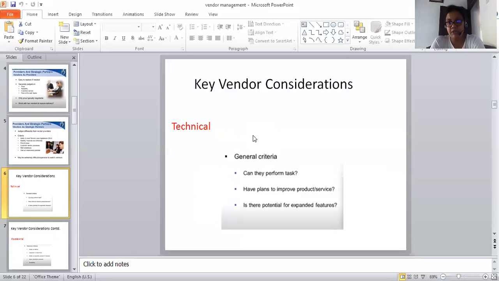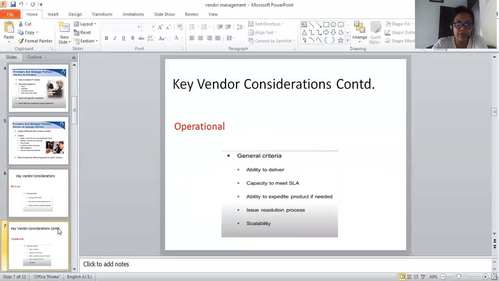Is there potential for expanded service, expanded features? In the future there might be new features coming up, we never know. In the future, in the human resource information system, we might be able to do everything within the system, the appraisal process and everything. Are the particular vendors in a position to achieve those expanded features, do they have enough potential? That is another key consideration that we have to look into in the technical aspect when we are choosing a vendor. Is it clear?